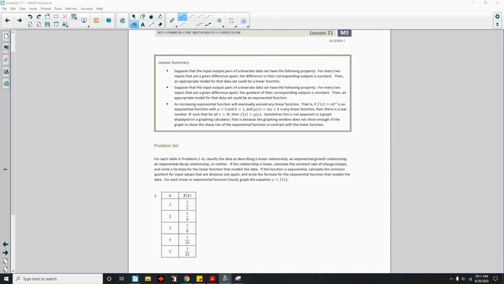Page 5 brings us to the end of lesson 21. Review the lesson summary and go to your problem set.